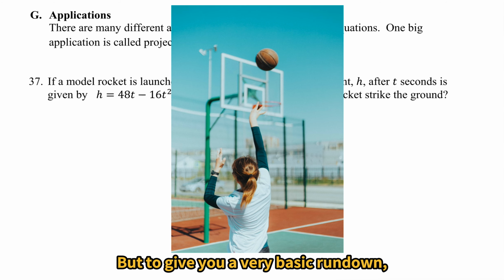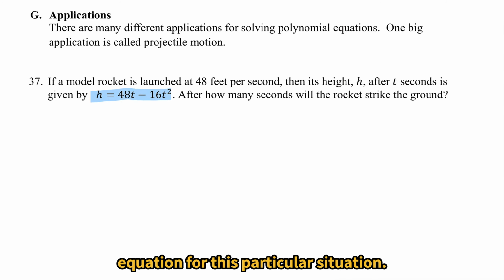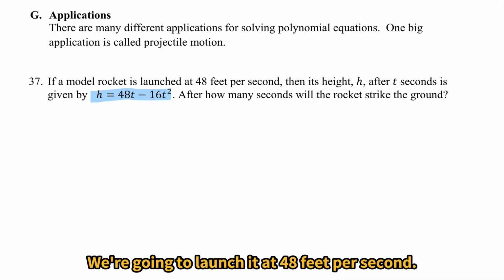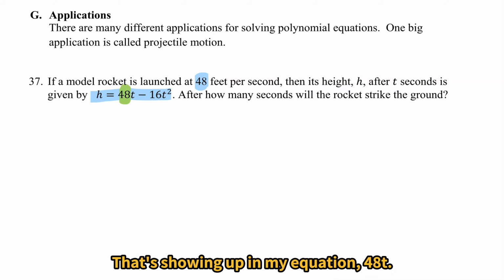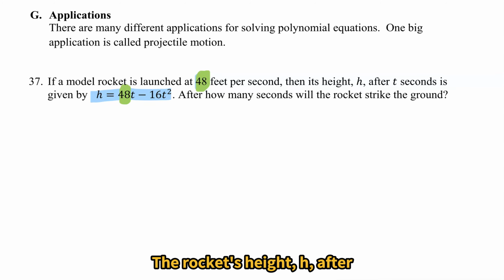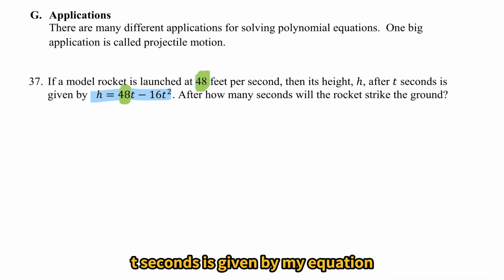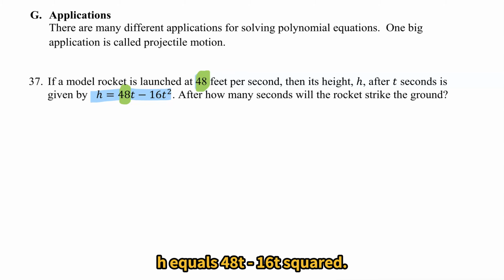But to give you a very basic rundown, here's my projectile motion equation. For this particular situation, we have a model rocket, small rocket. We're going to launch it at 48 feet per second. So see that number 48? That's showing up in my equation, 48t. The rocket's height, h, after t seconds is given by my equation, h equals 48t minus 16t squared.